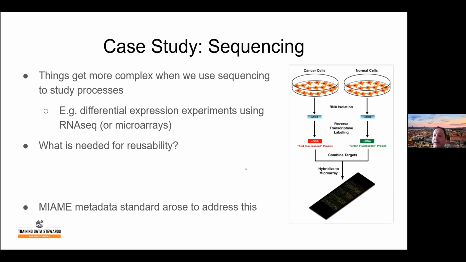And things get a lot more complex when we use sequencing, or in this case, microarrays to study processes. For example, if you're doing a differential experiment using RNA-seq or microarrays, okay, what do we need for reusability in this case? Can anyone give me input? If we have a differential expression in, let's say, this example here, where you have cancer cells and normal cells, and you're doing a differential expression, what would we need to enable reusability of this data set?